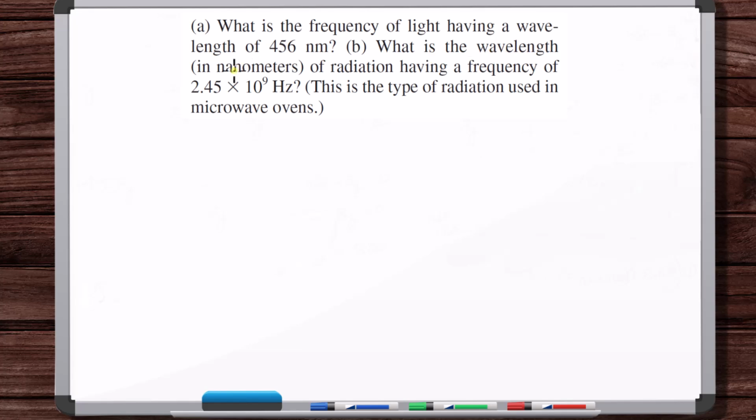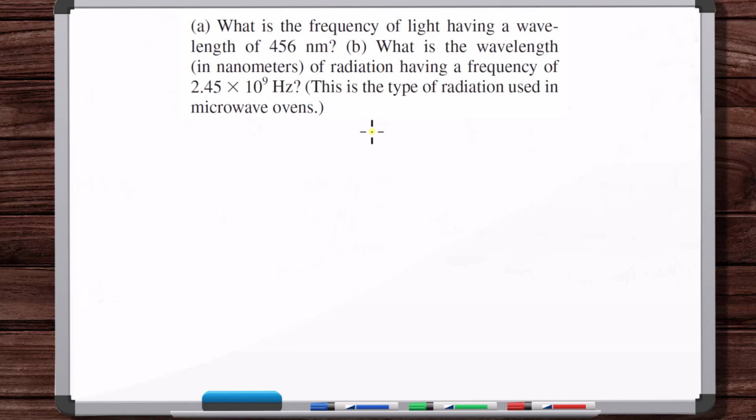What is the frequency of light having a wavelength of 456 nanometers? What is the wavelength in nanometers of radiation having a frequency of this many hertz? This is the type of radiation used in microwave ovens. I guess they're talking about both of these. I'm not sure, but yeah, this is easy.